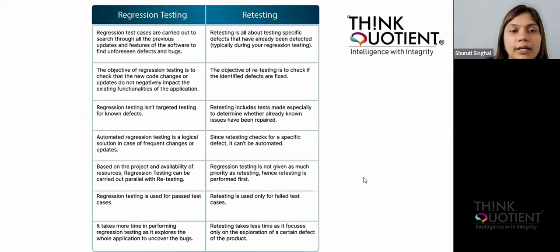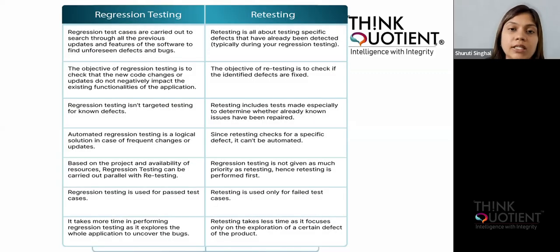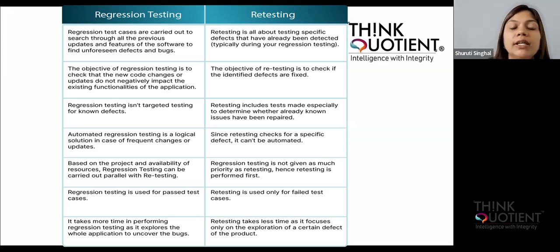Now, guys, let us move ahead with the difference between regression testing and retesting. So this is a very, very important thing that needs to be covered. So regression test cases are carried out to basically search through all the previous updates and features of the software to find any unforeseen defects and bugs. So basically, regression testing is done whenever there is any update, whenever there is any new release, so that you check all my previous functionality is still working the way it used to. Whereas retesting is just a part of your bug life cycle, wherein you retest only those defects in which we have found a certain error.